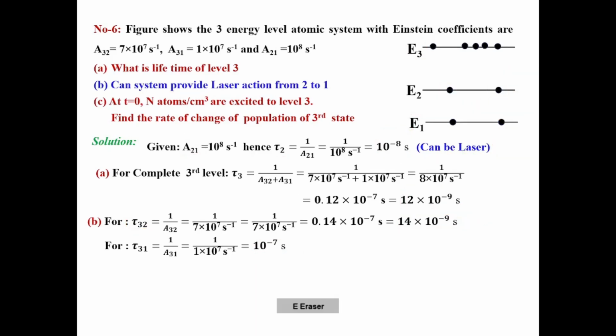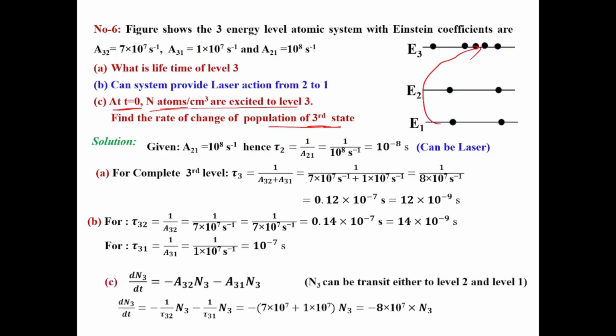Okay. Now the third bit: at t equal to 0, n atoms per centimeter cube are excited to level 3, suppose. Find the rate of change of population of the third state. The coefficient of spontaneous emission has been given, because in between this we found the stimulated emission or laser action. So whatever transition happens from the third state, maybe from 3 to 2 or maybe from 3 to 1, it is spontaneous.